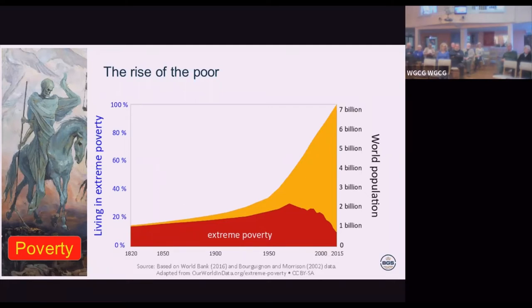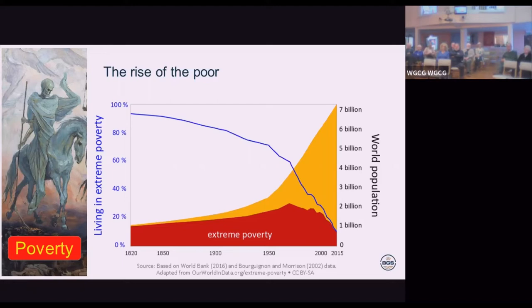But if you look at the 1800s, there were about 1 billion people living in extreme poverty. And over time the number went up slowly with the world's population increasing until around 1960. Then it started falling. Even though the world's population increased, the number of people living in extreme poverty started decreasing. And if you do it as a percentage, this is the blue line. In 1820, 94% of the world lived in extreme poverty. 94% of the world couldn't feed themselves. And now it's around 8% of the world.